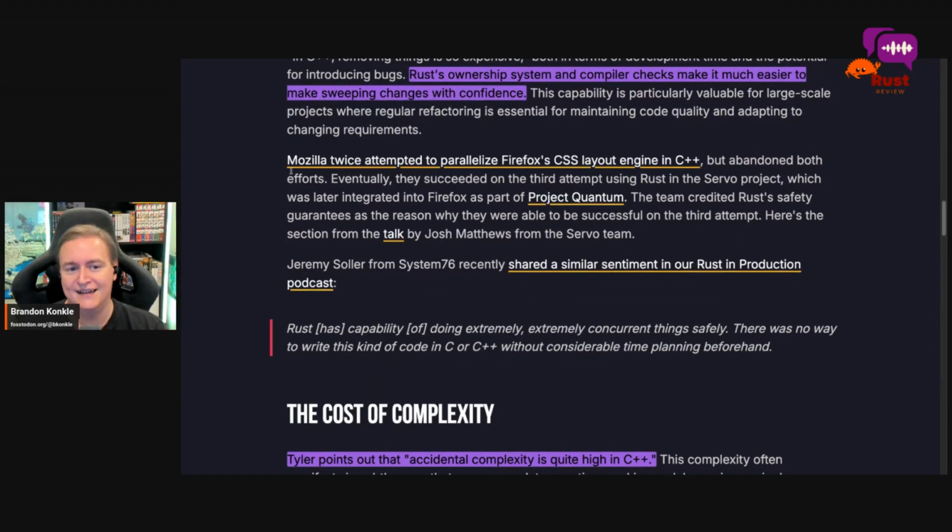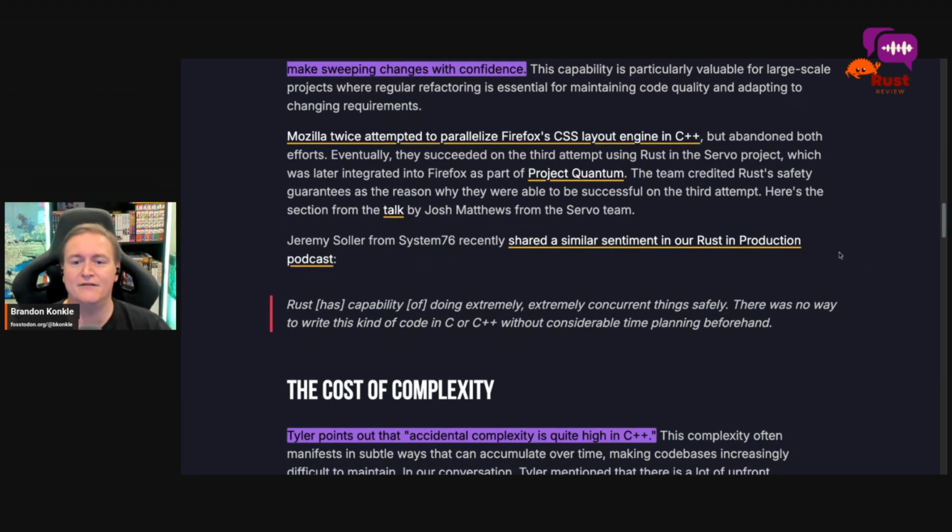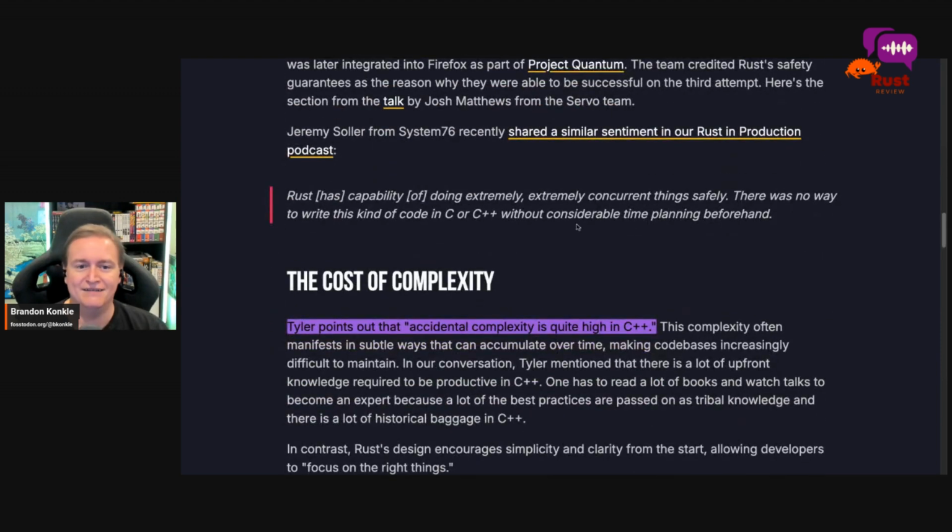He cites an anecdote from Mozilla, how they twice tried to parallelize Firefox's CSS layout engine in C++, but abandoned both efforts. And eventually they were able to succeed using Rust in their Servo project. Oh yeah, there's another quote from Jeremy Soller from System 76.